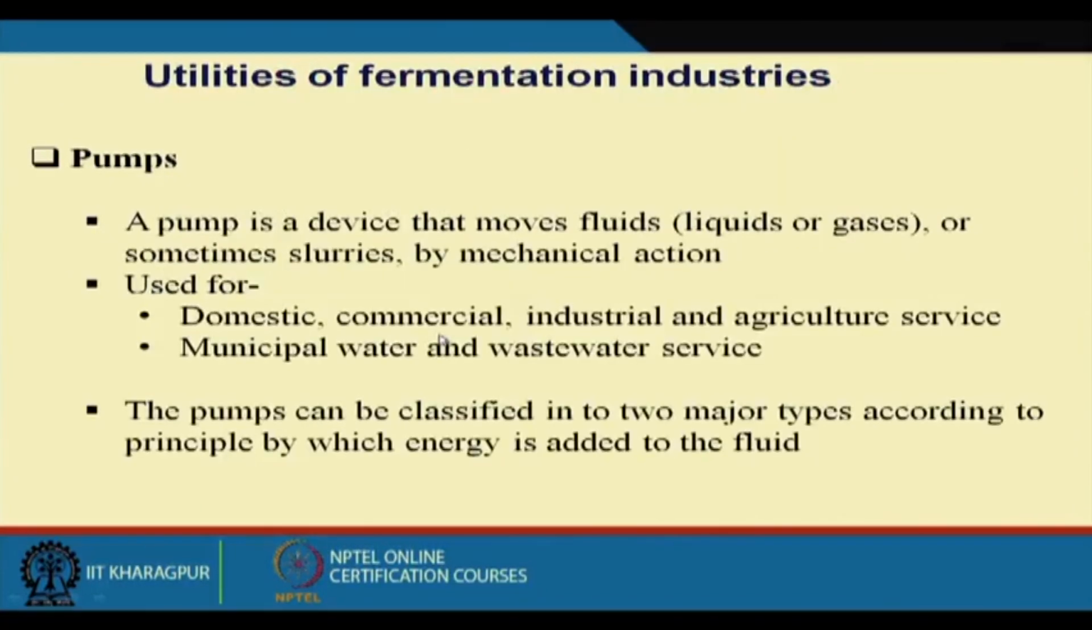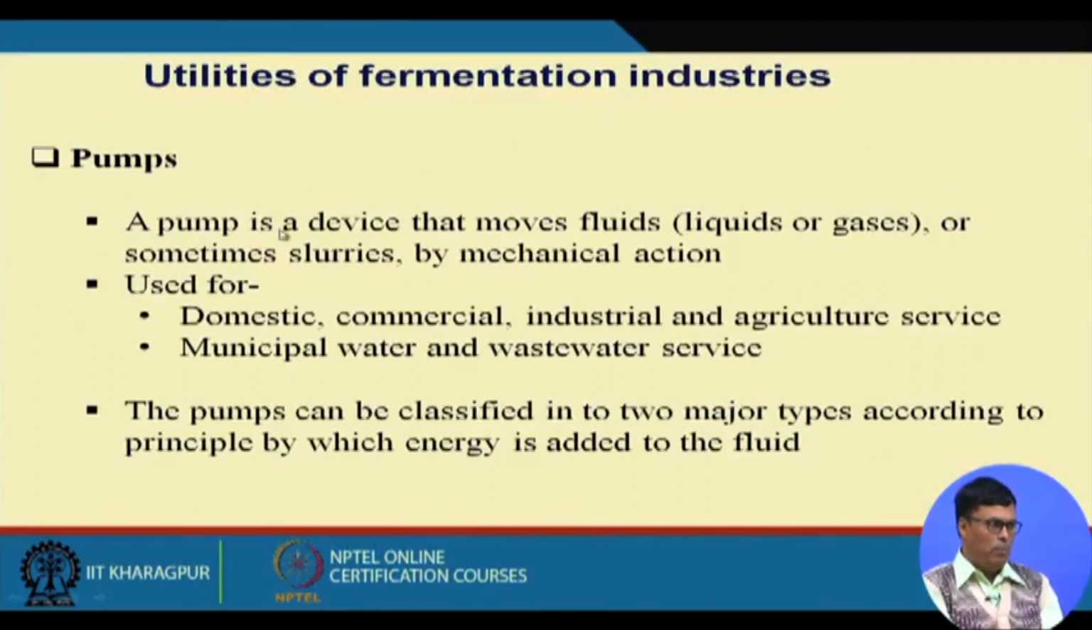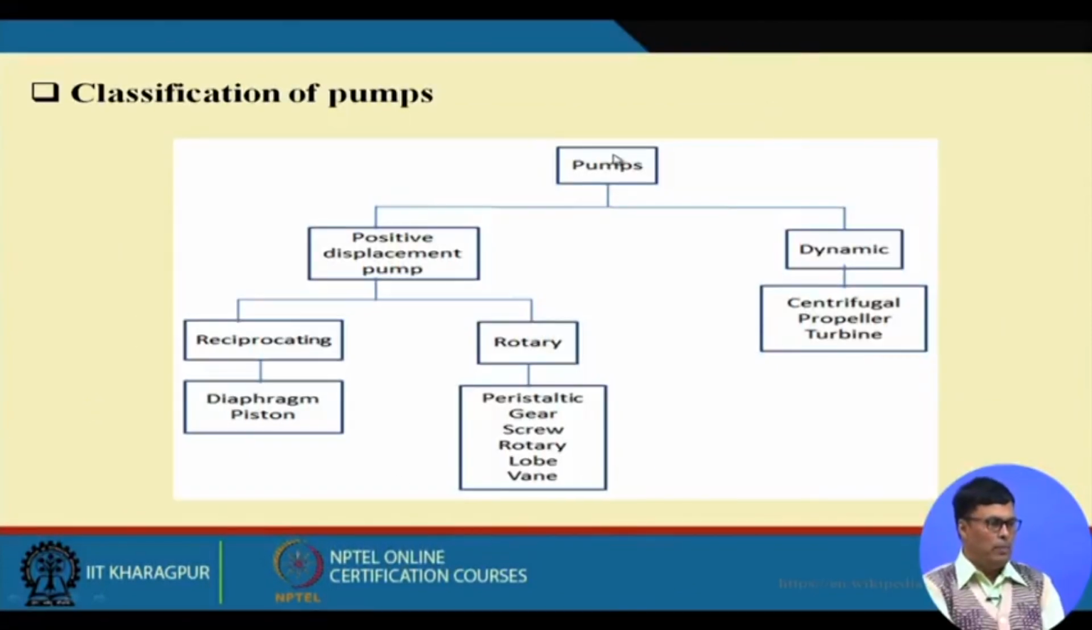This is very important. Let me give you some idea of what the utilities of the fermentation industries are. We have different pumps. A pump is a device that moves fluid, liquid or gas, sometimes slurries, by mechanical action. We use them for domestic, commercial, industrial, agricultural service, municipal water and wastewater service. Pumps can be classified into two major types according to the principles by which energy is added to the fluid. Now, pumps may be of two types. One is the positive displacement pump and the other is the dynamic pump. And the positive displacement pump is again divided into two. With the reciprocating pump, we have diaphragm and piston, I shall show you. Then the rotary pump, we have peristaltic pump, gear pump and screw pump. This is a rotary pump, lobe pump and vane.